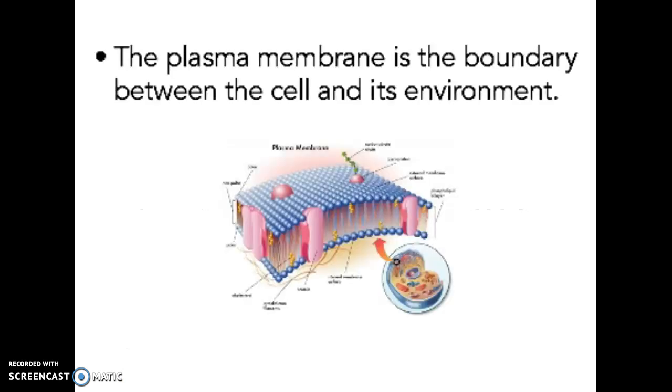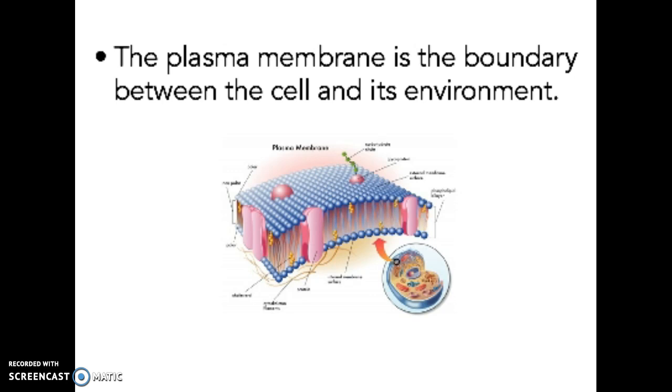The plasma membrane is the boundary between the cell and its environment. It regulates what enters and exits the cell. This division of labor allows cells to operate more efficiently and respond to changing environmental conditions.